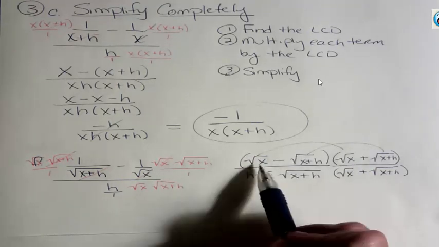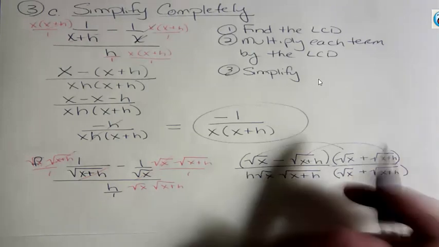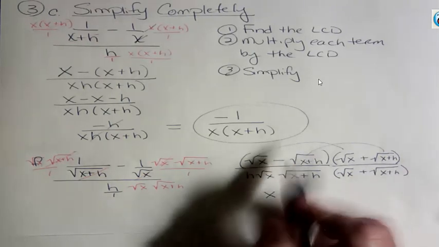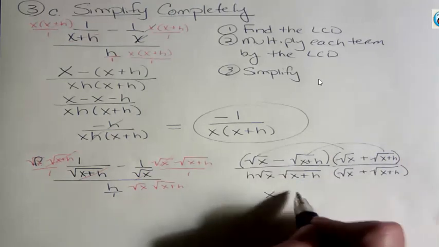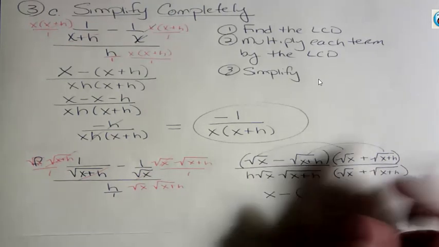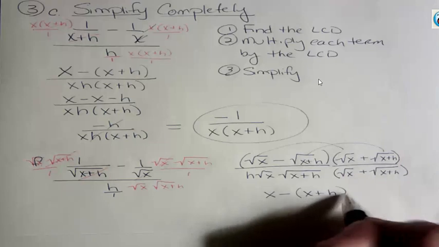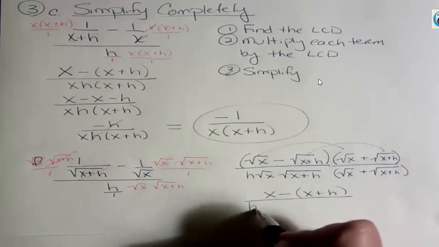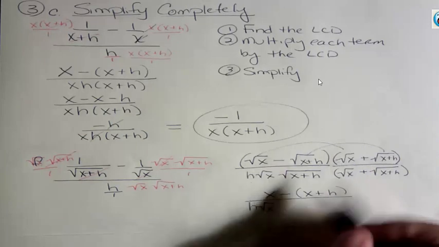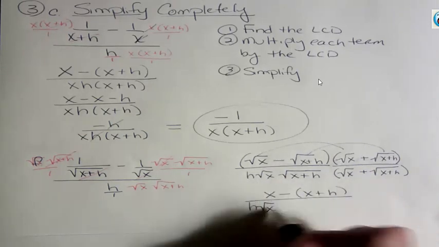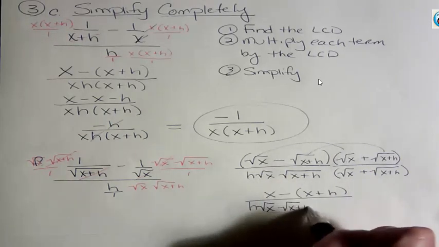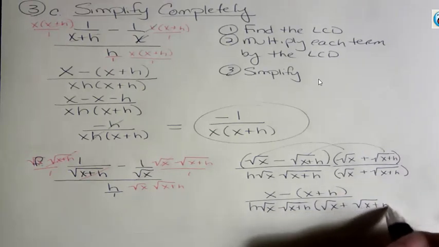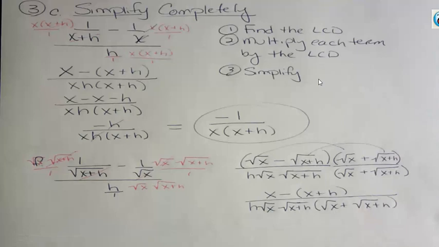Anytime that you have a square root times itself, you get the radicand. So that's just going to be x. Be careful because I have a minus and a plus, so that's going to be minus. And then I get a square root times itself again, so I get that radicand. And now on the bottom, I have all this stuff: h and the square root of x and the square root of x plus h, and the square root of x plus the square root of x plus h. Hey, I didn't write this one, so don't blame me because it is messy.